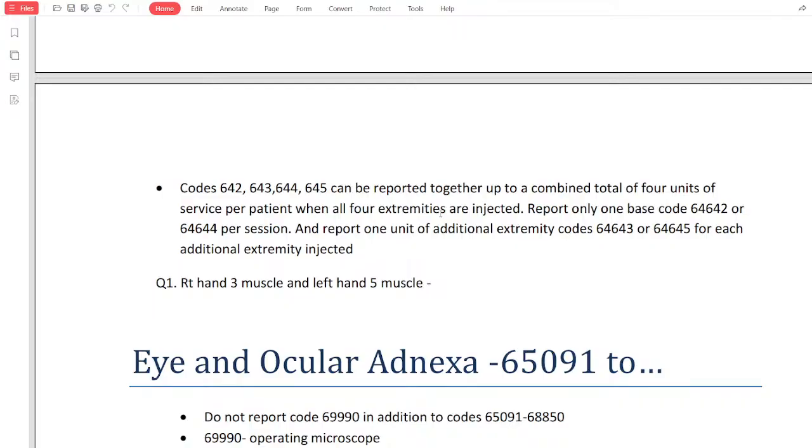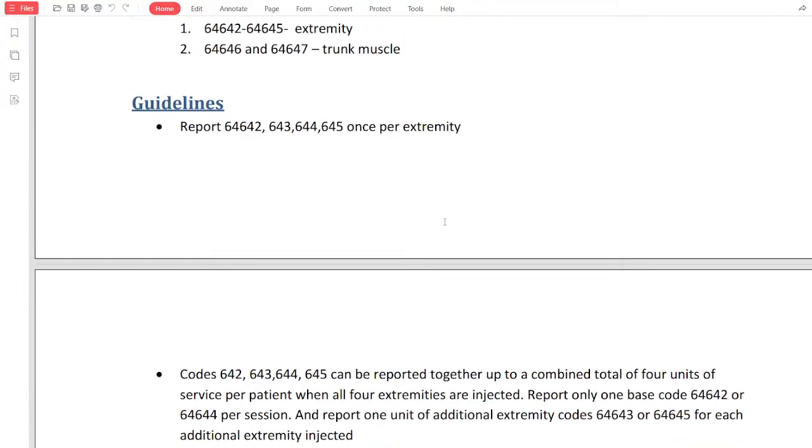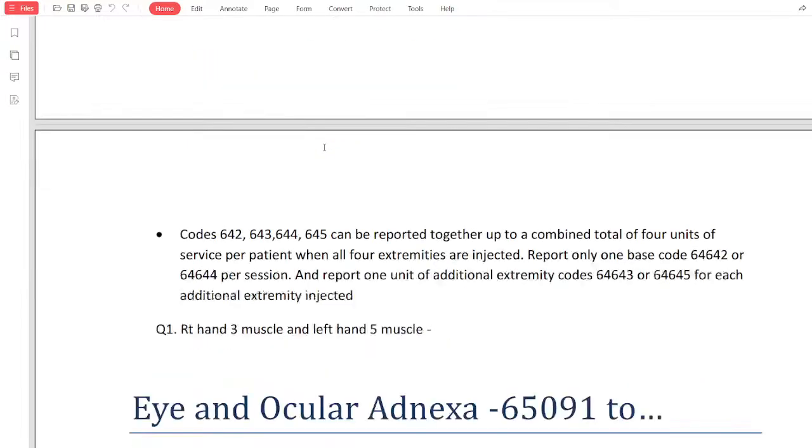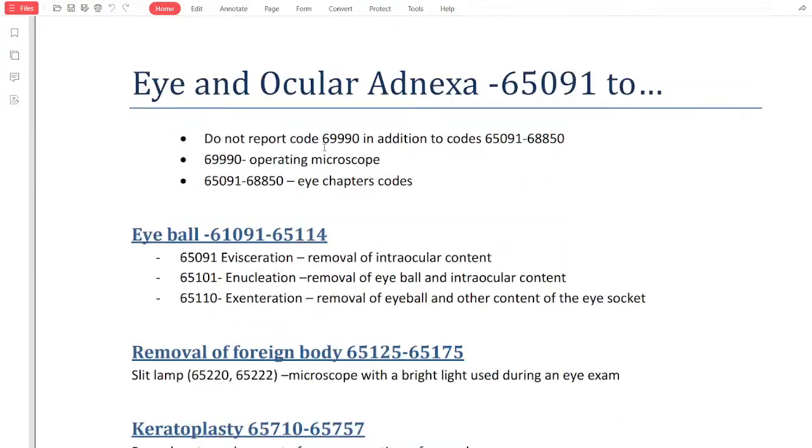Clear? Right hand 3 muscles and left hand 5 muscles. So code it. Muscle means trunk muscle. The range is 46 to 47. Okay, clear?